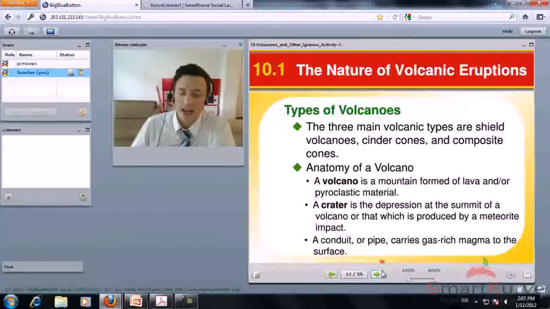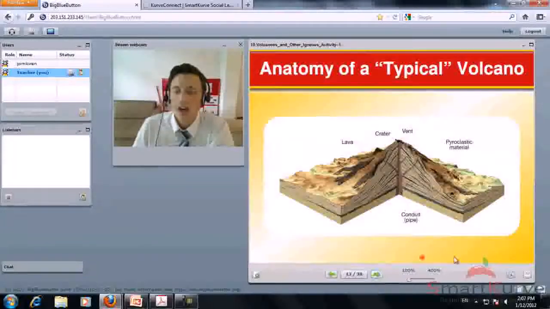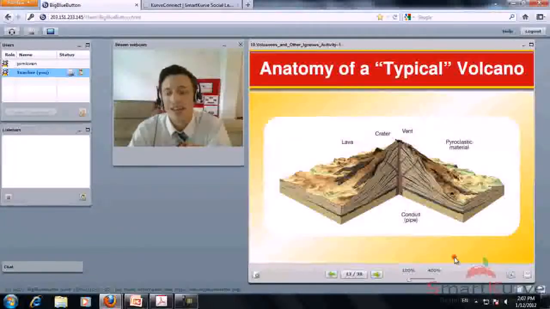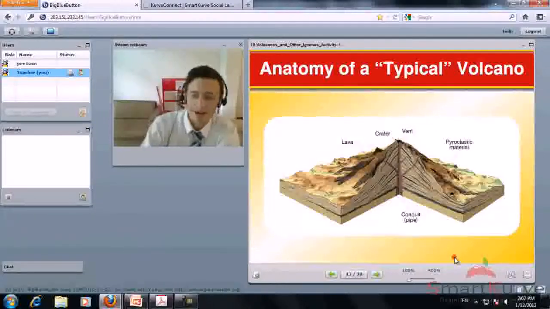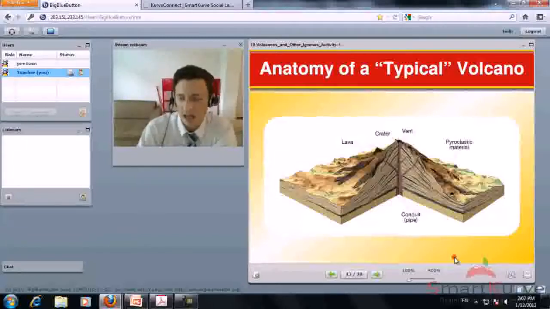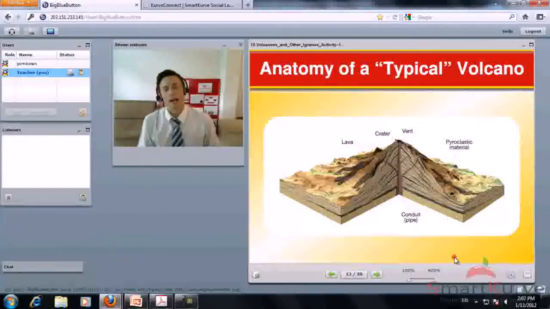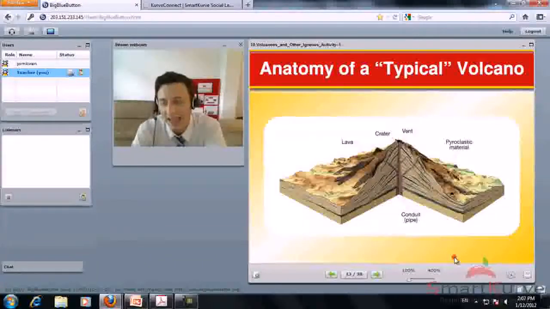Then we've got that conduit or pipe which carries the gas-rich magma to the surface. You can see all of that on the next page, 13. You've got that mountain of pyroclastic material. Then that conduit is that purple vein moving up the top. That's almost like a pipe, an open area. And then we have that vent and the crater at the top.